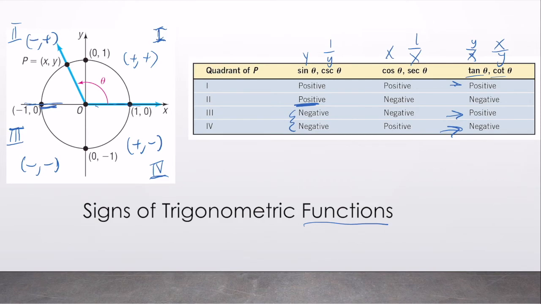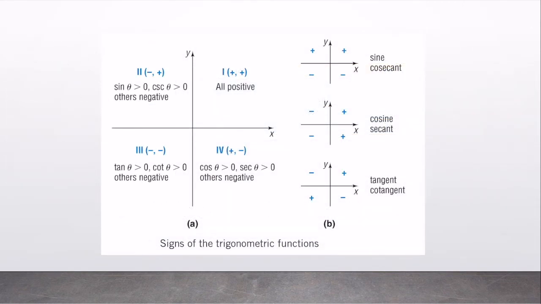If this isn't your favorite way to visualize what values tangent and cotangent will take on, I did go ahead and put this image in. It's also in your text. So you can see where sine and cosecant are positive, cosine and secant are positive and negative, and the same for tangent and cotangent. It really depends on the x and y values.